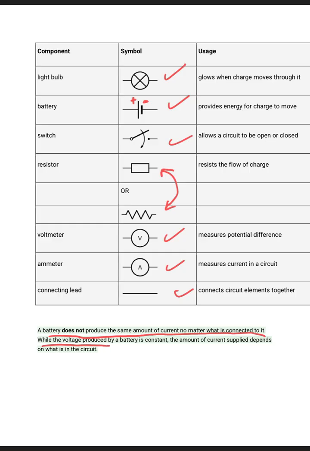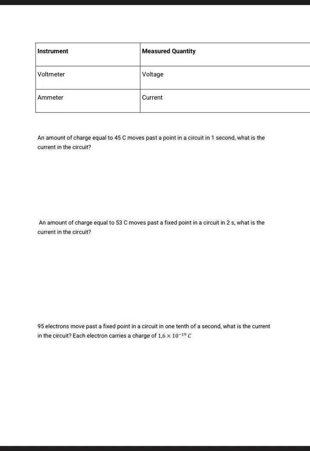While the voltage produced by a battery is constant, the amount of current supplied depends on what is in the circuit. So if a circuit contains more things, you are likely to have low current. It determines the amount of current that is going to be supplied, so it's very important to remember that. And then we have the instrument, the voltmeter, which measures voltage, and the ammeter measures the current.